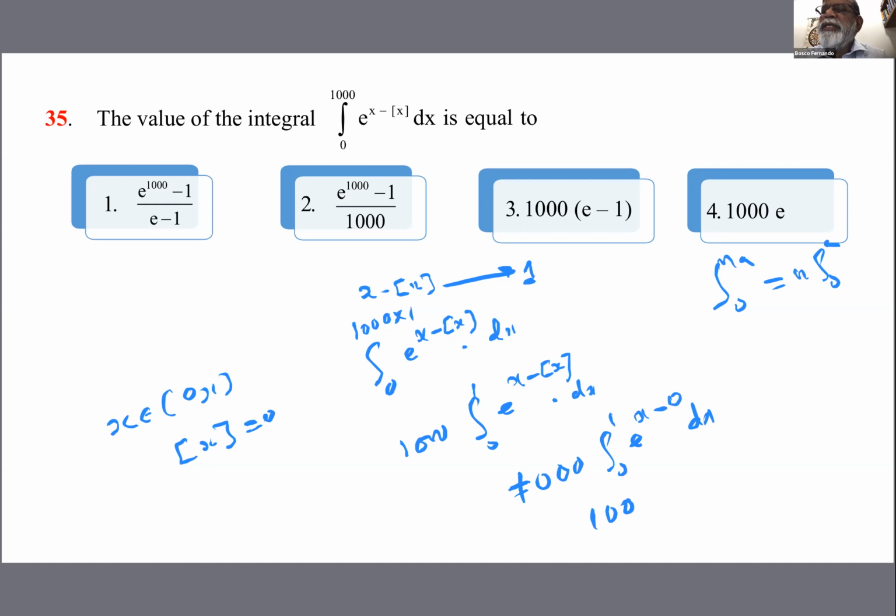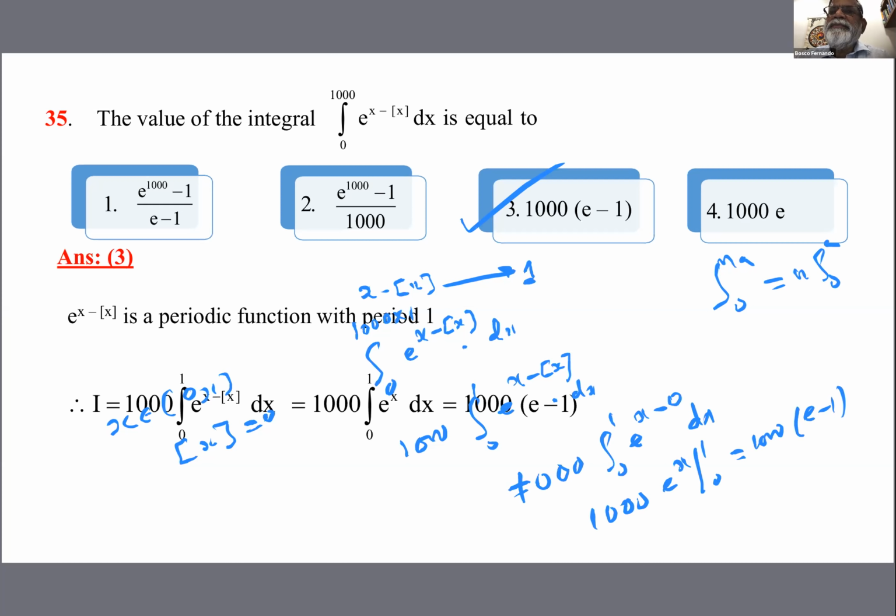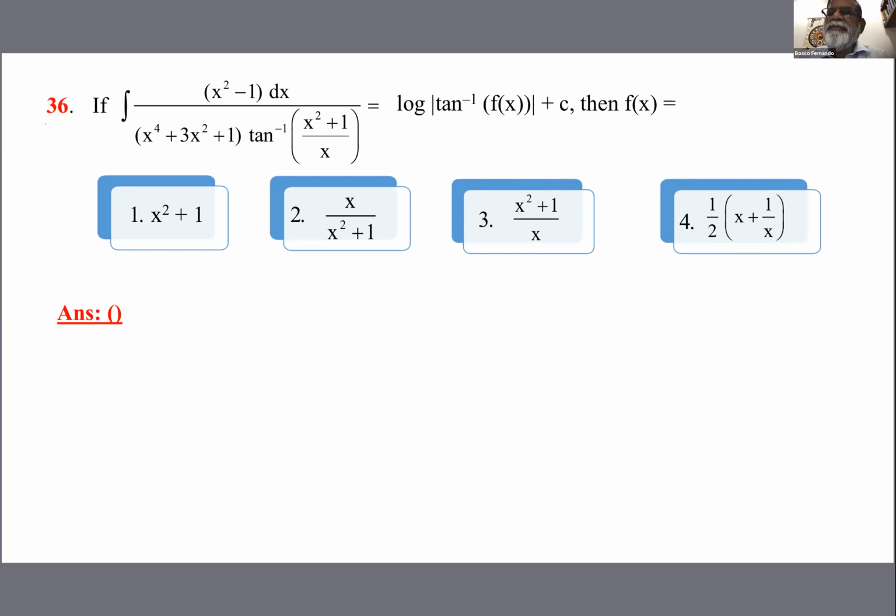So 1000 into e to the power x to be evaluated between 1 and 0. So 1000 into e power 1 minus e power 0. So 1000 into e minus 1. So as I mentioned earlier, problems have become very tough under integration. This is still a horrible sum.